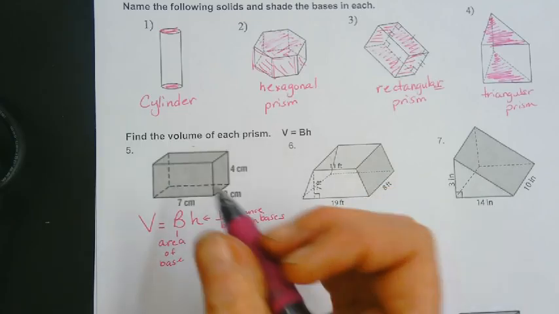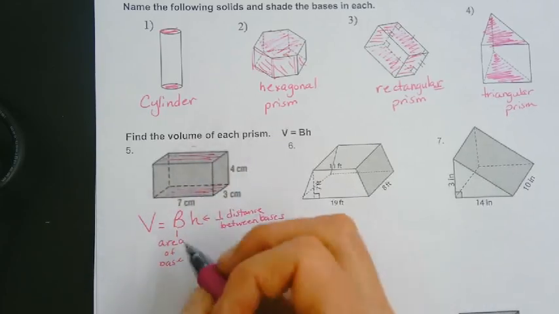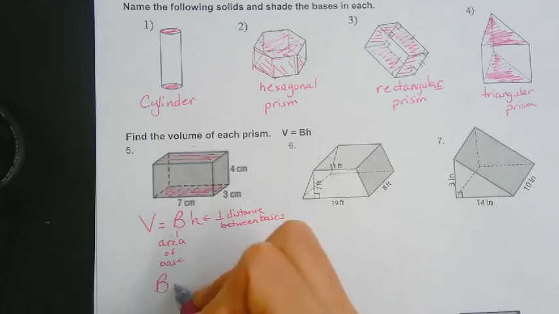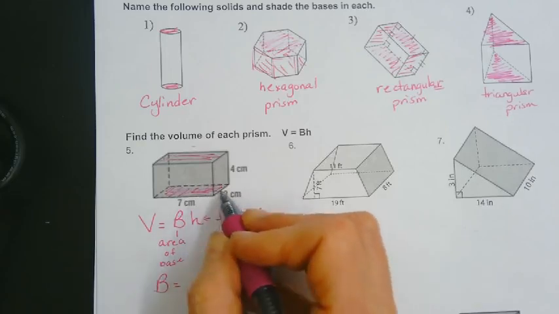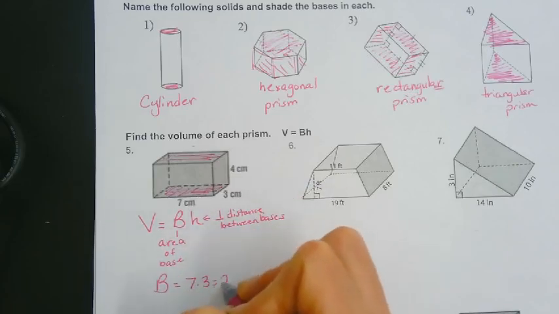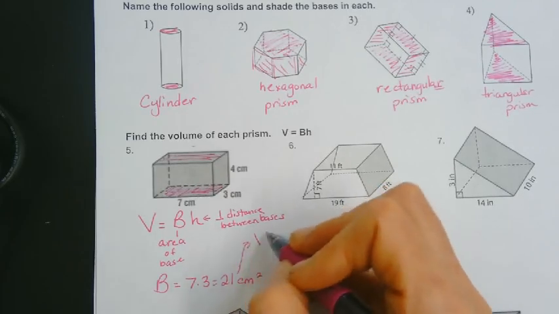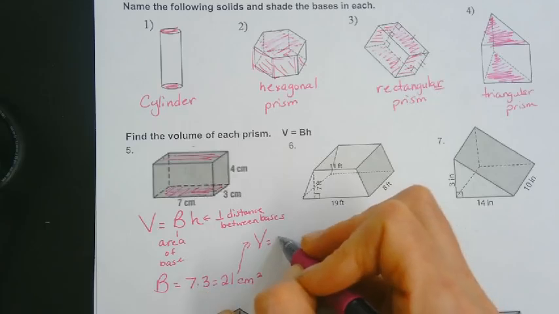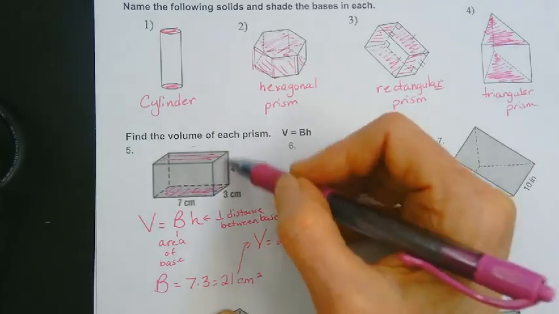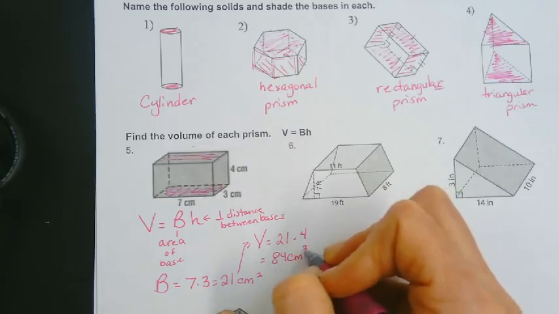So let's look at this. I'm going to use this bottom as my base, so the bottom and the top are the bases. First I'm going to find the area of the base. This is a rectangle, base times height, so it's 7 times 3, that's 21 centimeters squared. Now I put that into our volume formula. Volume equals the area of the base, 21, times the distance between the two bases, in this case 4. So we get 84 centimeters cubed.